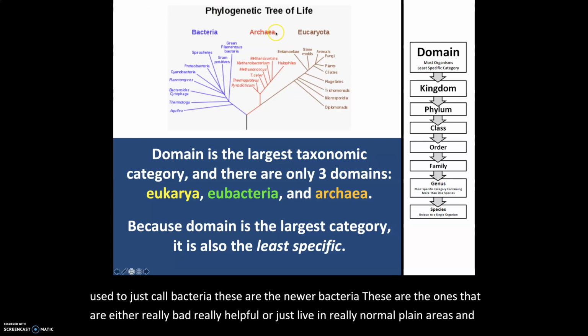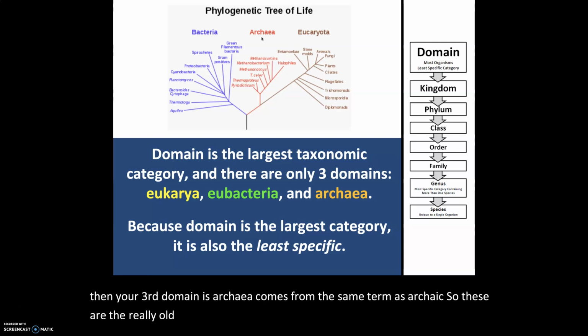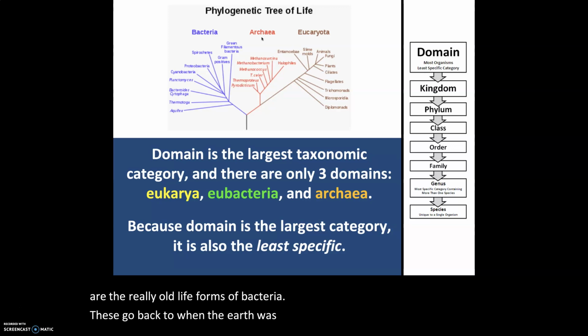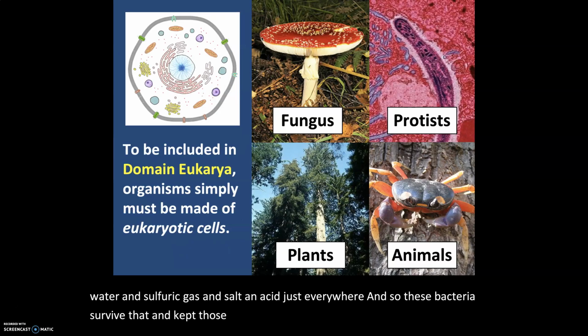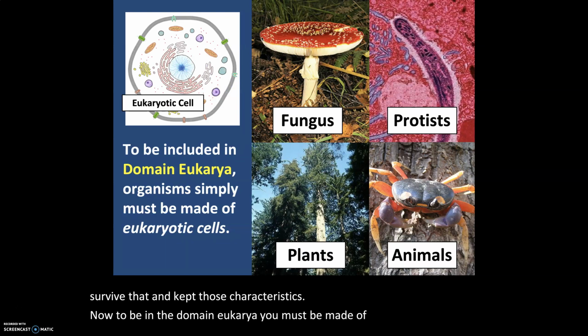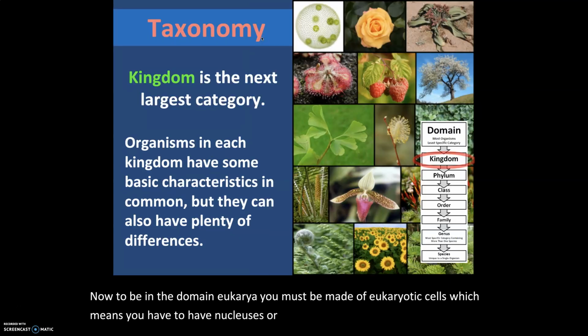And then your third domain is archaea. Archaea comes from the same term as archaic. So these are the really old life forms of bacteria. These go back to when the earth was still almost all volcanoes with very little water and sulfuric gas and salt and acid just everywhere. And so these bacteria survived that and kept those characteristics. Now, to be in the domain eukarya, you must be made of eukaryotic cells, which means you have to have nucleuses or nuclei in your cells.